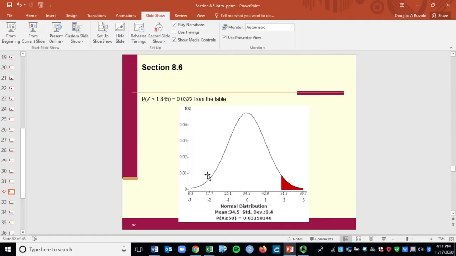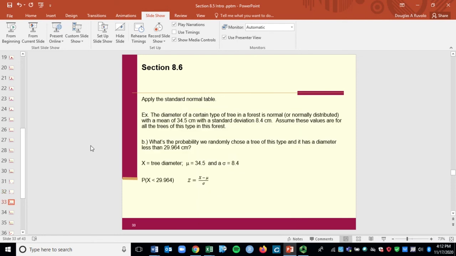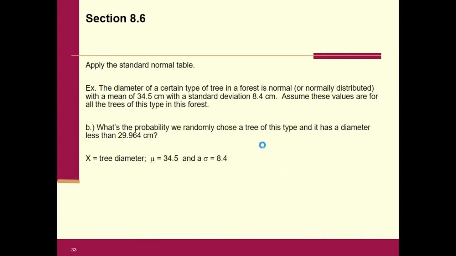And so let's go back here. If we looked at the table, we got 0.0322. If we use StatCrunch, we got 0.0325. Notice hardly a difference. It just depends on how precise you need it to be. Okay, all right, let's move on. Make sure you know how to use the tables, though. All right, let's now apply the standard normal table. Remember, the whole purpose of this was to change x's into z's, right?